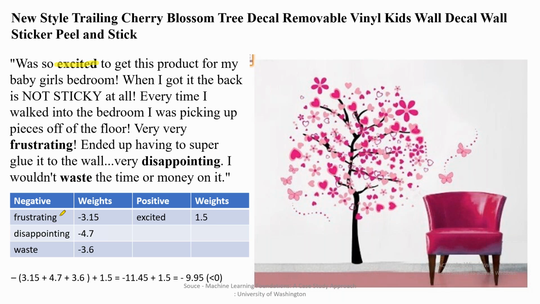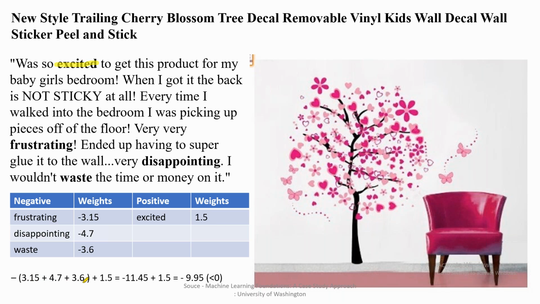For example, frustrating, since it is a negative word, will have a negative coefficient. Let's say the coefficient is minus 3.15. Again, I'm asking you to assume these weights; you will get them after training the model. But for the sake of understanding right now, just assume frustrating is minus 3.15, disappointing minus 4.7, and waste minus 3.6. And as I told you, excited is positive, so I have assumed the coefficient as 1.5.